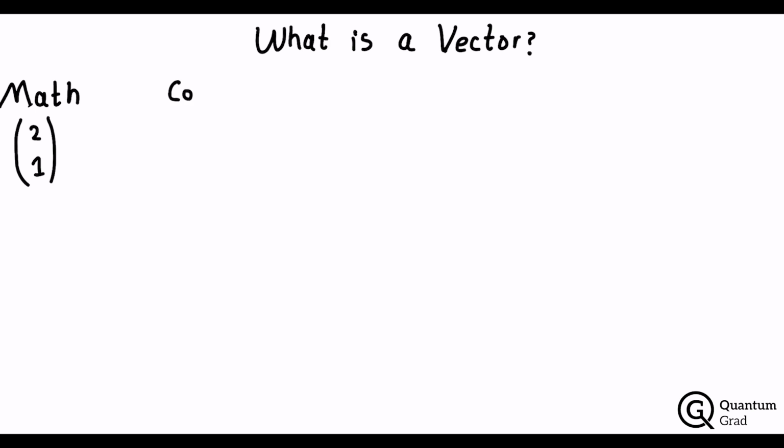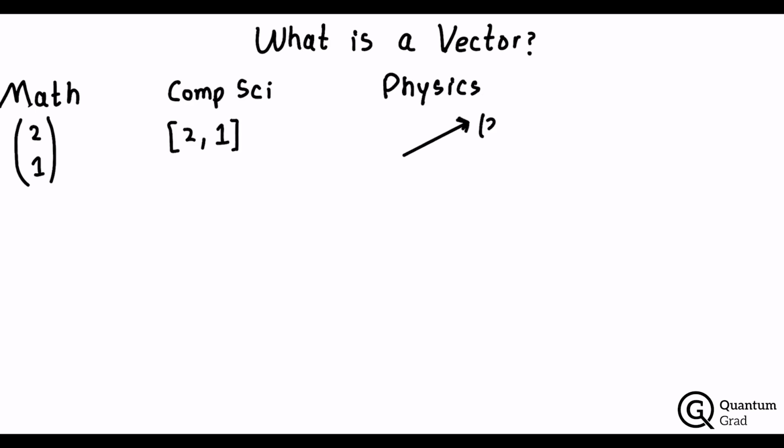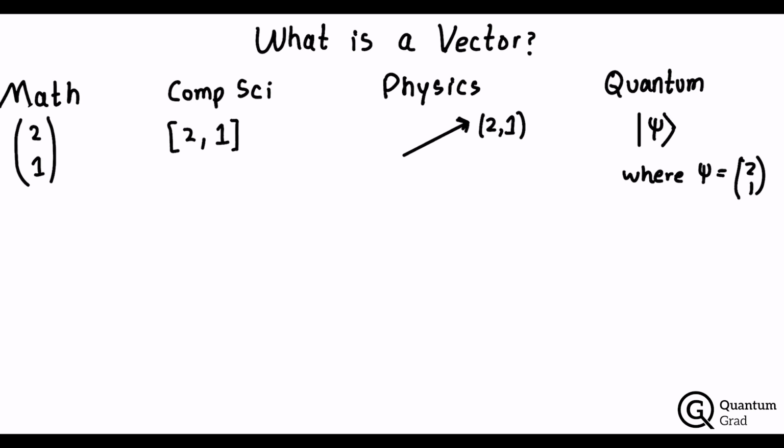So what is a vector then? Well, in math, you might have learned vectors or something like that. In computer science, they're like lists. In physics, they have some directional aspect to them. In quantum physics though, they're denoted in the ket notation where ket psi is a vector. But essentially, they all pretty much mean the same thing.